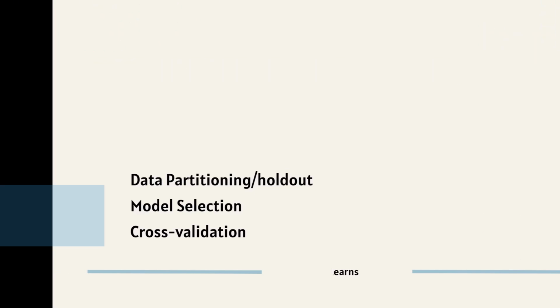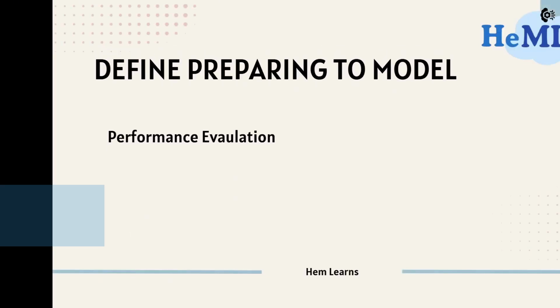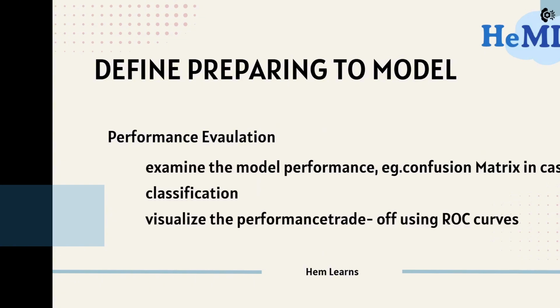Performance evaluation. Once the model is trained, we need to evaluate how well it's doing. For classification tasks, we use tools like the confusion matrix, which shows the correct and incorrect predictions. We also use the ROC curve and similar visualization tools to understand the trade-off between accuracy and errors. This helps us judge whether a model is trustworthy.